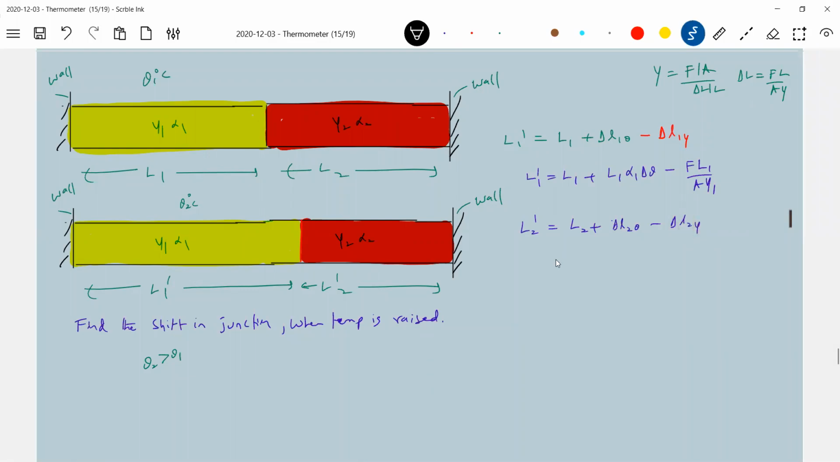But what happened to the overall distance between the walls? Walls will not move, no? So the distance between the walls remains the same. So therefore, L1 dash plus L2 dash should be equal to L1 plus L2. What is L1 dash? We'll substitute here now. L1 plus delta alpha 1.